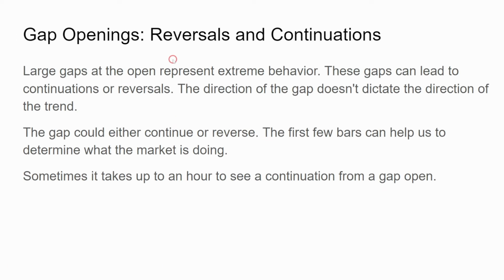Gap openings, reversals, and continuations. Large gaps at the open represent extreme behavior. These gaps can lead to continuations or reversals. The direction of the gap doesn't dictate the direction of the trend. The gap could either continue or reverse. The first few bars can help us determine what the market is doing. Sometimes it takes up to an hour to see a continuation from a gap open.